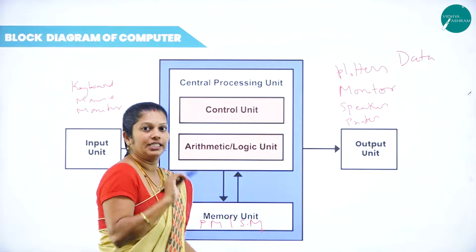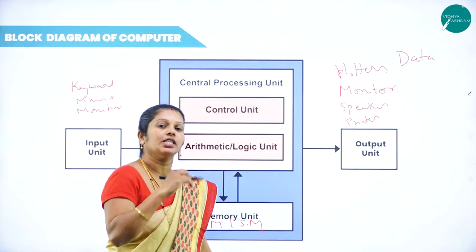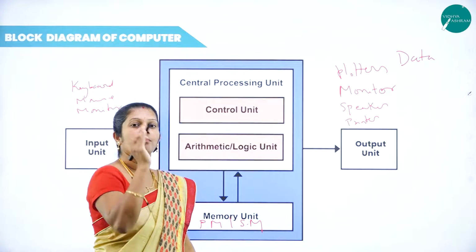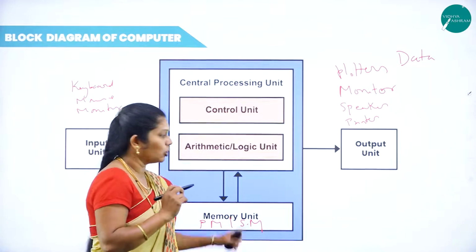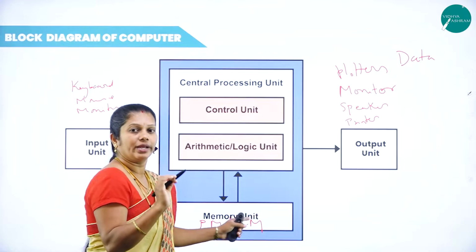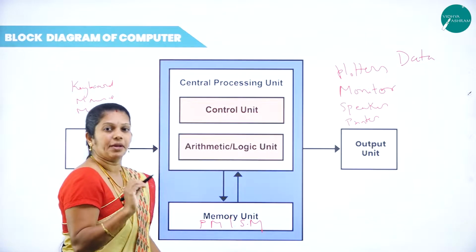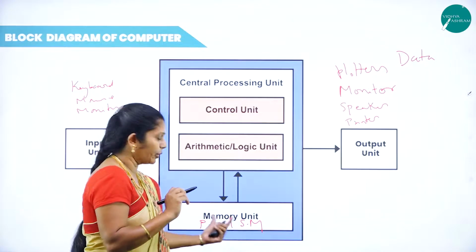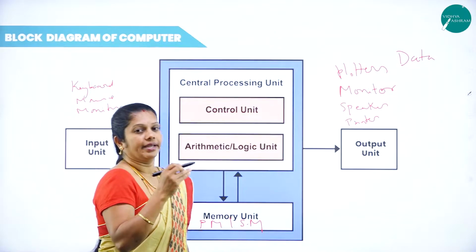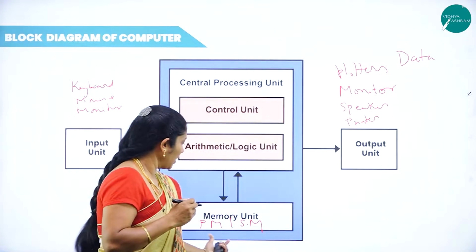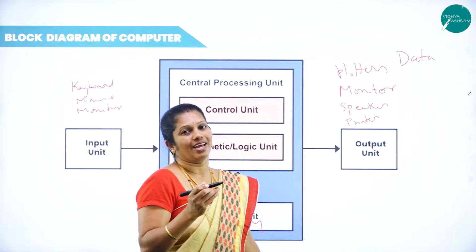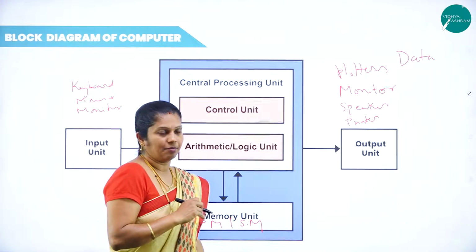The control unit, as the name itself suggests, will control the overall operations. The arithmetic and logic unit helps to perform all arithmetic operations as well as logical operations. Memory helps to store the data. When we come to memory, there are two types, primary memory and secondary memory. Primary memory stores the data temporarily, for example RAM and ROM, which we call primary memory. For secondary memory, hard disk, floppy disk and pen drive are examples.